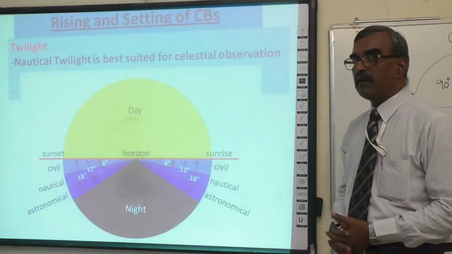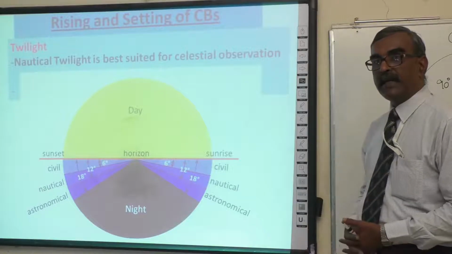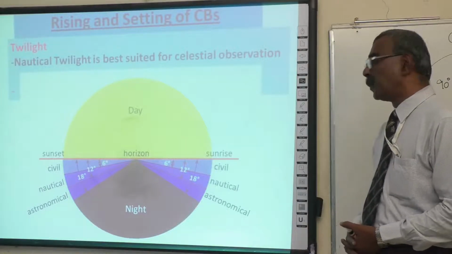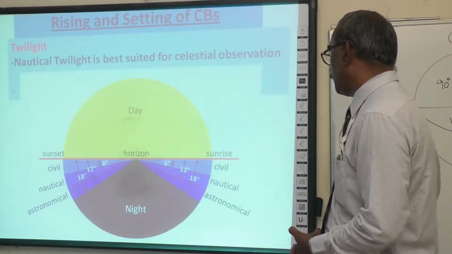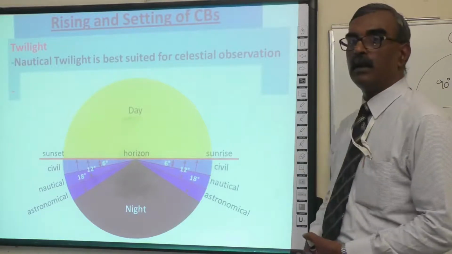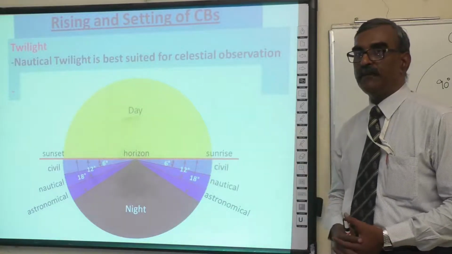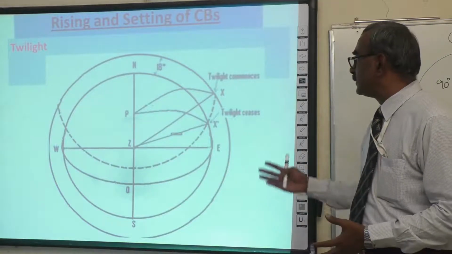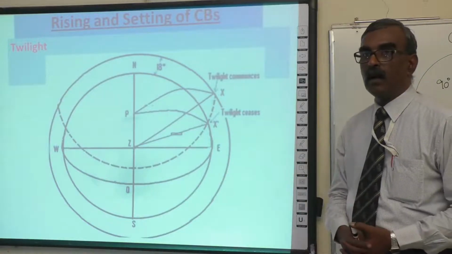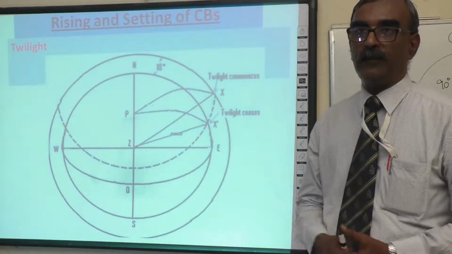Now, with the diagram, I have explained that. If you look at the diagram, the angles of 18 degrees, 12 degrees, and 6 degrees coincide with all three terms of twilight: astronomical, nautical, and civil. Twilight in the sunrise period as well as the sunset period is explained. I will be dealing in part 2 of this presentation with how it is important for us.